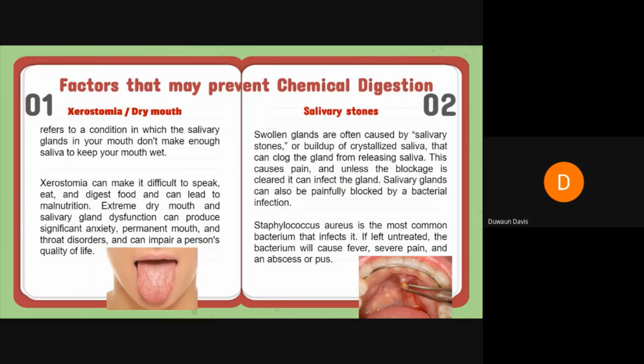Now, factor 2 would be salivary stones, or crystallized saliva, which causes swollen glands. This can clog the gland that releases saliva. This causes pain, and unless it's blocked, it can cause an infection.